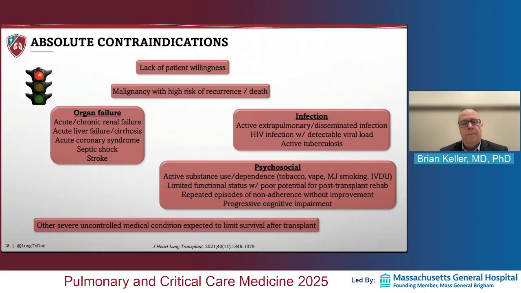a multi-organ transplant. There are certain infections such as active HIV, tuberculosis, or disseminated infections that limit our ability to move forward with transplant. And severe psychosocial issues such as active substance abuse, limited functional status with the inability to rehab after transplant, and repeated episodes of non-adherence without evidence of improvement can all limit a patient's candidacy.